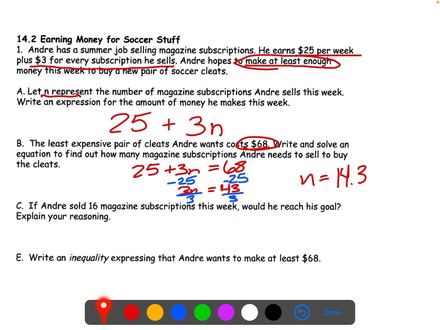Now, that's not a great answer. This is how you'd solve the equation, and we could give this answer as a fraction, but you're not going to be able to sell a part of a subscription. So truly, we need to decide what whole number of subscriptions he needs to sell in order to buy those cleats. If he sold 14, if we rounded this to the nearest whole number, that wouldn't give him enough money because we're taking away some of the earnings, some of the profits that he's making. So that wouldn't work. We need to round up to the next subscription. So really we would say he needs to sell 15 subscriptions to buy those cleats. That's a much more realistic answer to this question.